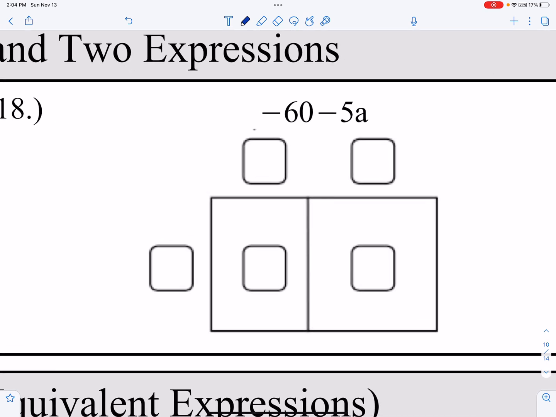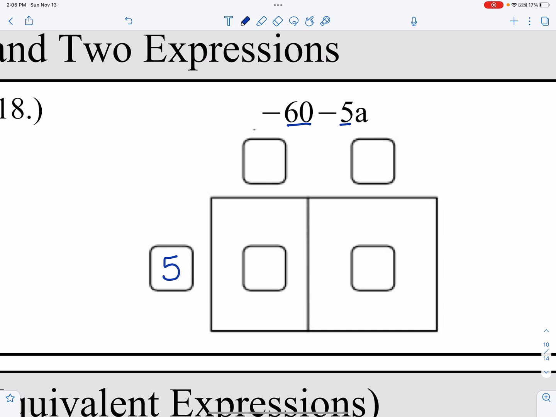Go ahead and look at your numbers here, and we want to see what we can pull out. Notice that the smaller number is with the variable this time, so that's something different as well. Again, if you want to KFC that, you can. However you want to be thinking about it is up to you. Okay, so I have a 60 and a 5. I'm wondering, can I factor out a 5 from both? In this case, I actually can.